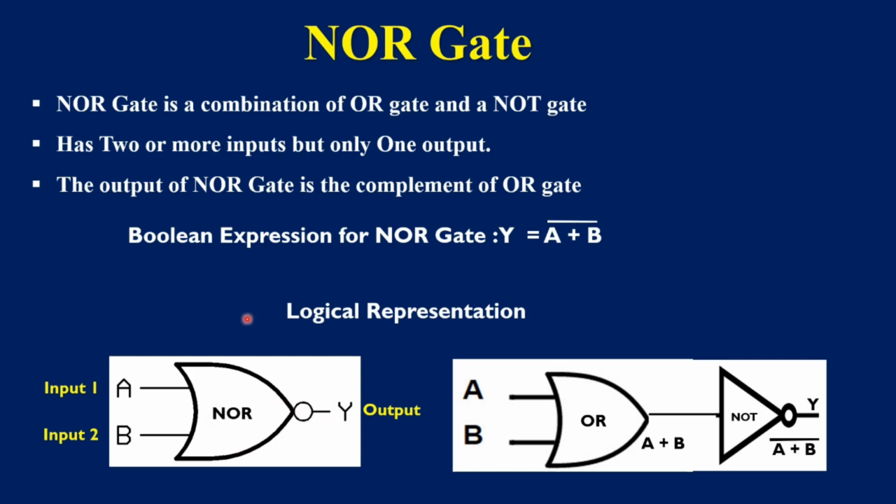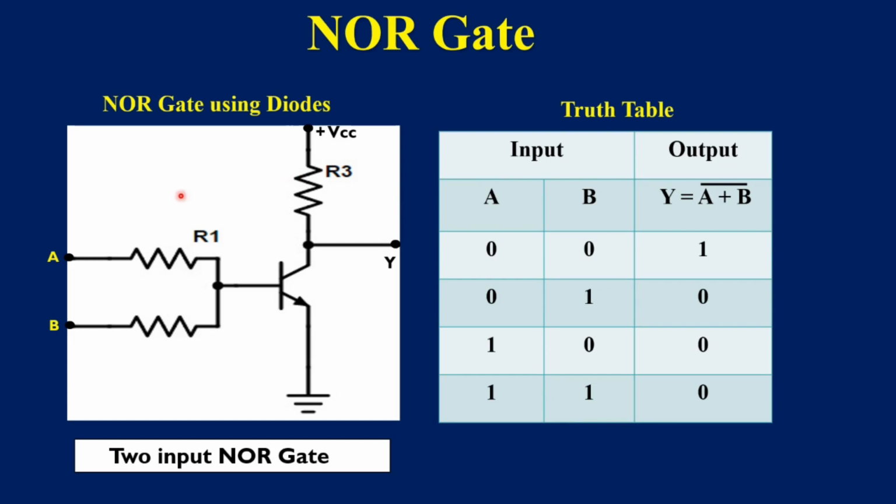This figure shows the logical representation of the NOR gate. These are the two inputs, then this is the output. Here you can see this is the OR gate and this bubble is for the NOT gate representation. When these two are combined, OR plus NOT, it gives rise to the NOR gate. The figure shows the electrical circuit of NOR gate constructed using diodes and transistors. So let us verify the truth table of NOR gate using this circuit.